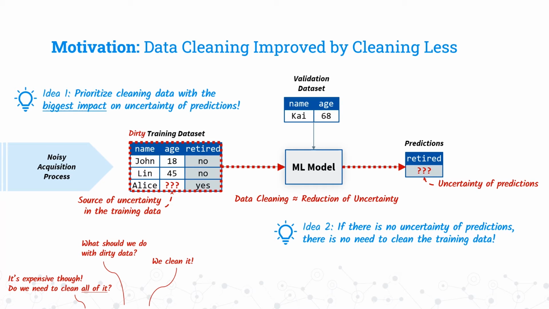On top of that, to answer the question of whether we need to clean or not, we again look at the notion of uncertainty. If the model can make a certain prediction, the uncertainty of predictions is gone. Then any uncertainty in the training data doesn't really matter, and there is essentially no need to clean the data.